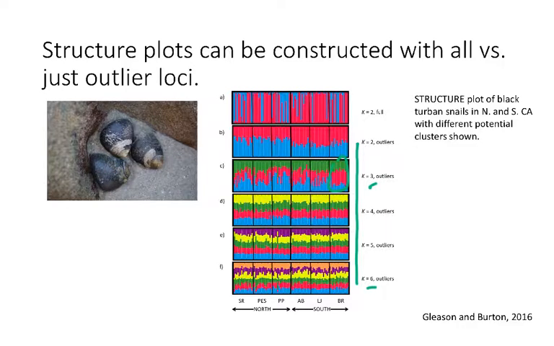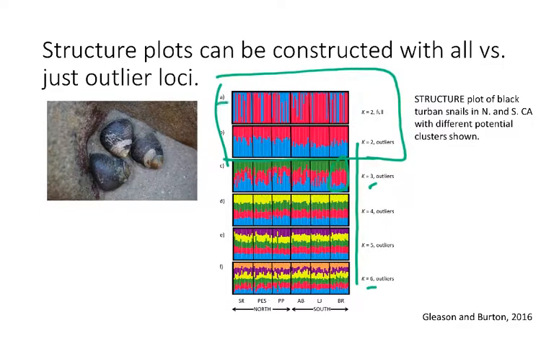We're not seeing any clear structures no matter how high we go. Another thing to point out here is similar to what we've talked about before with neutral or all loci versus just outlier or adaptive loci, you can also construct structure plots based just on those different types of loci.